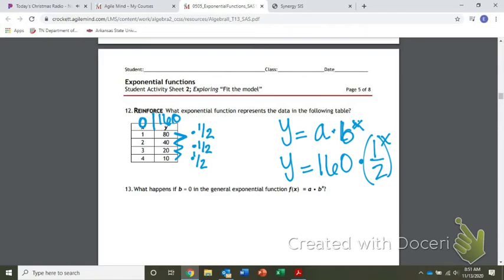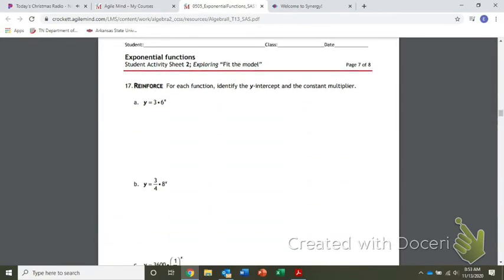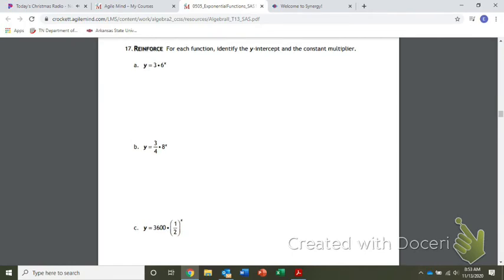All right, flip over to page 347. And all you're doing here is you are identifying the y-intercept and the constant multiplier. You're not doing any math. You're just telling me which one is the y-intercept and which one is the constant multiplier.